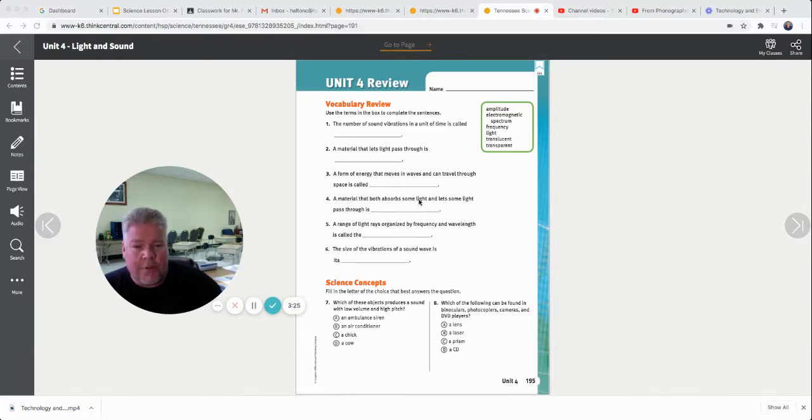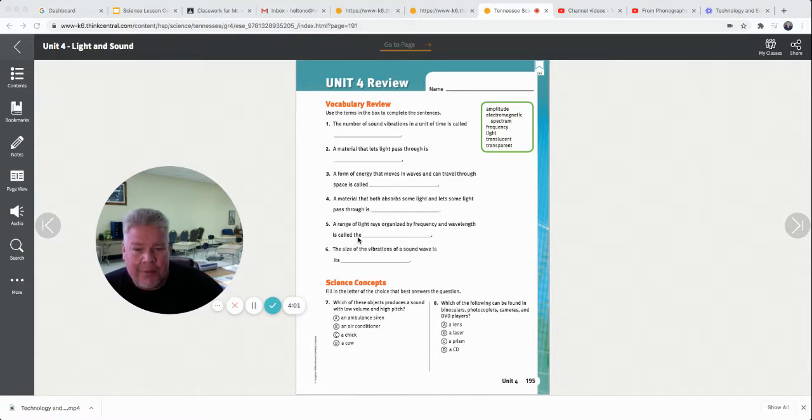Number 4, a material that both absorbs some light and lets some light pass through. So it absorbs some, but it lets some pass through. Some is the key word. That's translucent, right? Translucent on the line. Material that absorbs some light and lets some pass through is translucent. Be like frosted glass or a curtain at your window. Some light comes through, but some is blocked. Translucent.